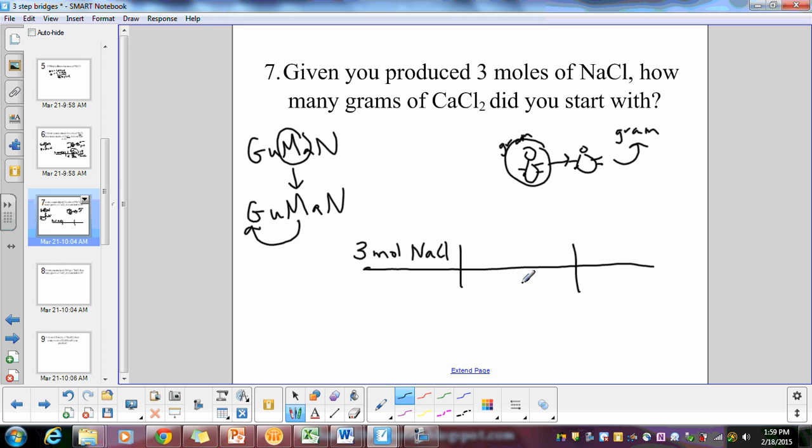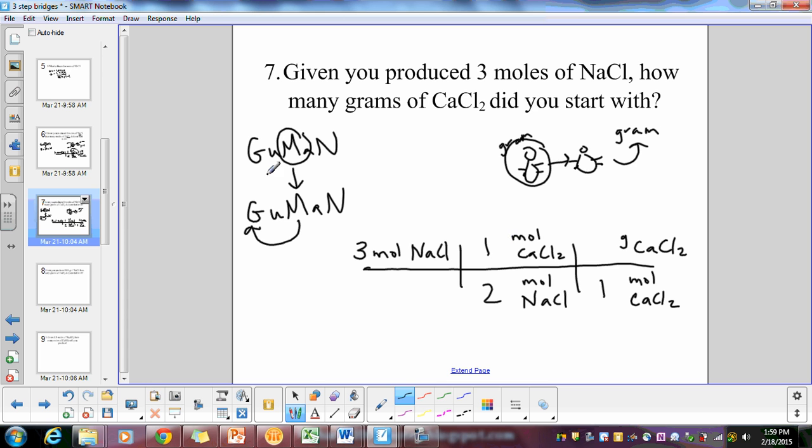Moles of NaCl drops down. So again, we're doing the same thing we were doing before. I'm trying to go to moles of my new substance. So my new substance is CaCl2. Moles of CaCl2 drops down. And from moles here, I'm going to grams of CaCl2. We saw in the last problem that this coefficient was a 1 and this coefficient was a 2. So now we've just added on one more step here.